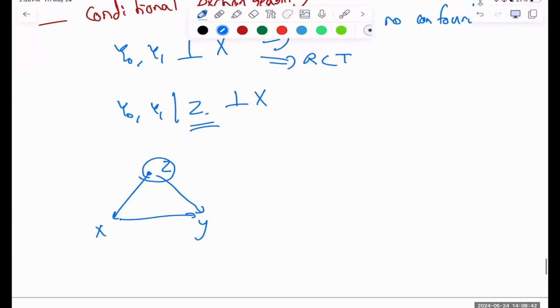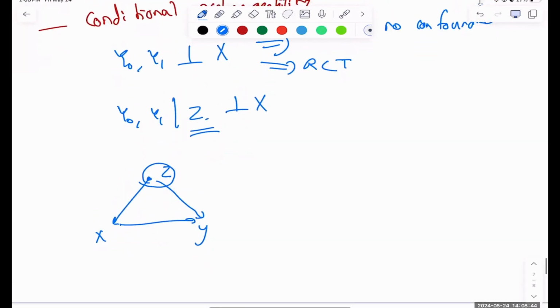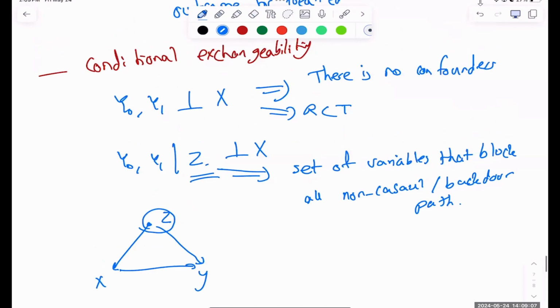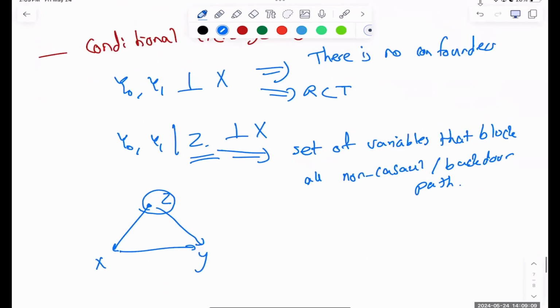You see how potential outcome and causal DAG are related? So this set of variables blocks all non-causal backdoor paths. All right, great.